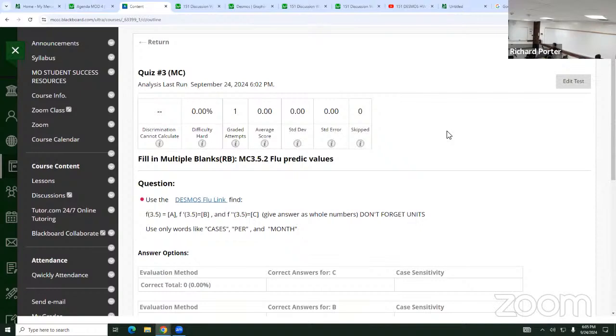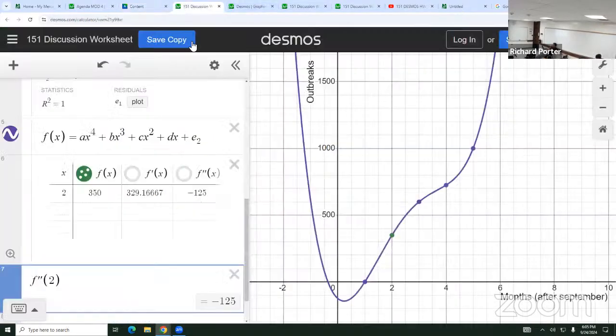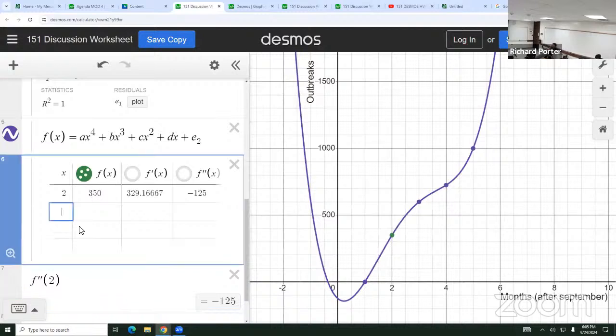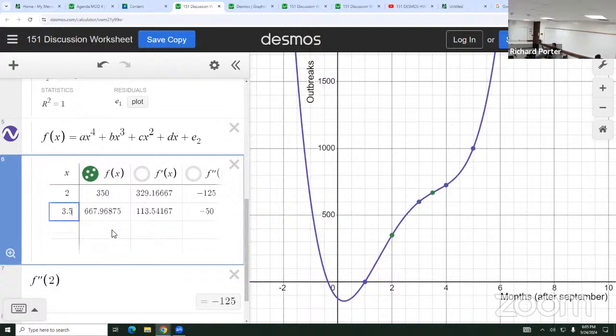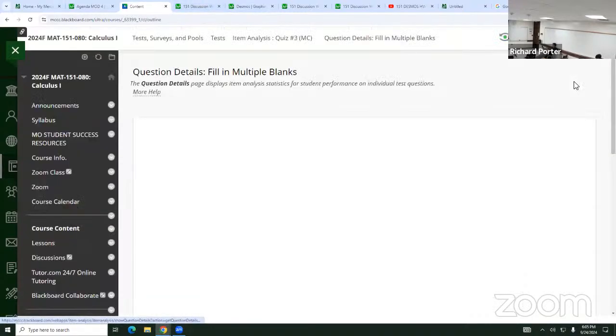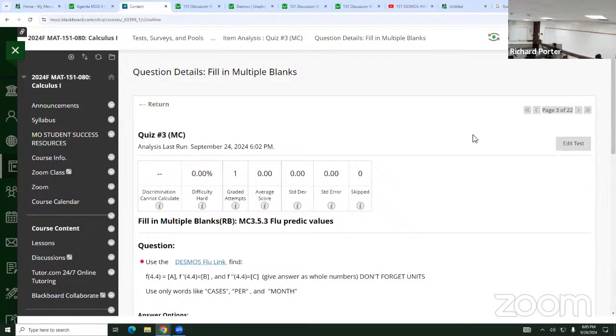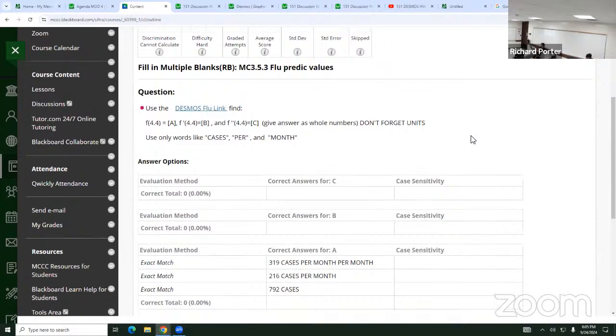Well, this is the same thing, but with a 3.5. Again, all I have to do is put in 3.5 here. And there's the answer, 667, 114 and minus 50. But again, cases per month, cases per month per month. Okay, next one. This is the exact same one, only now you put in 4.4.